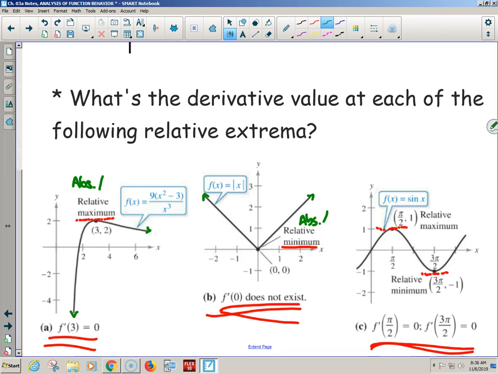How about this guy? If he was to keep on going and going, wait, what does sine do? Bounces between negative 1 and 1. These are relative because it's the highest of the little baby region around it, lowest of the little baby region around it. But then think about the entire curve. Is this an absolute? Yeah.